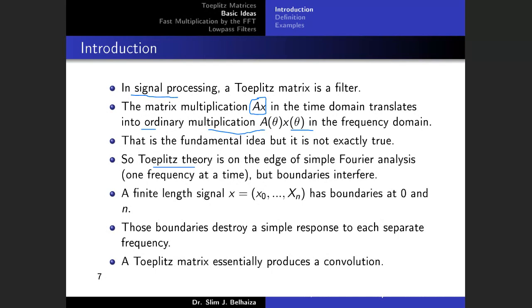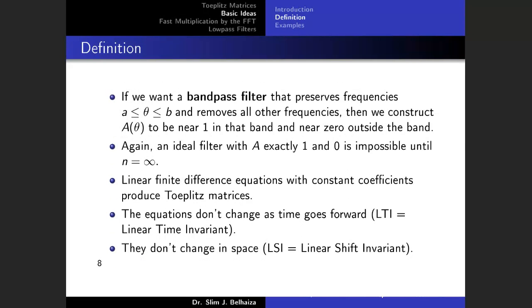So the Toeplitz theory is, in fact, on the edge of simple Fourier analysis, one frequency at a time, but with a kind of boundary interference. So, for example, a finite length signal, which is given by x0 to xn, has boundaries at 0 and n. And those boundaries, in fact, disturb a simple response to each separate frequency. And a Toeplitz matrix essentially produces what we call a convolution. We've seen already what a convolution is.